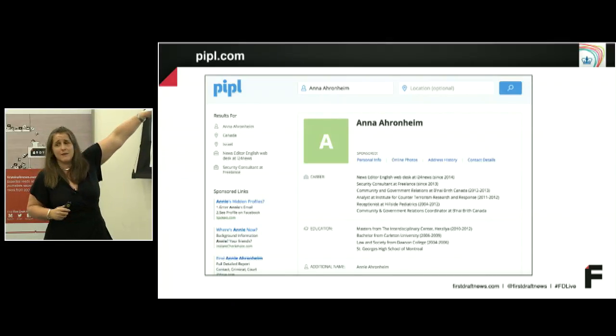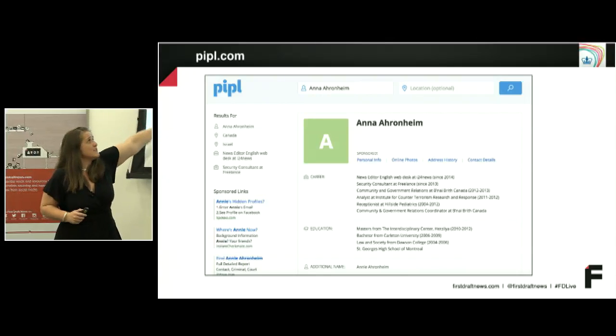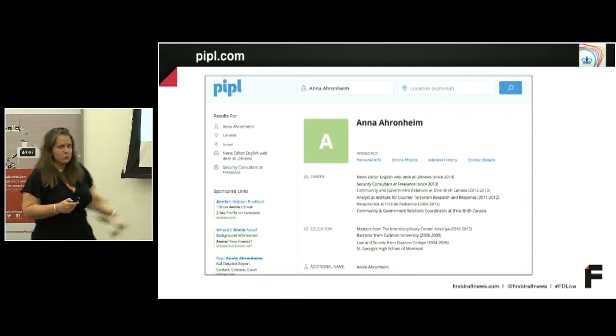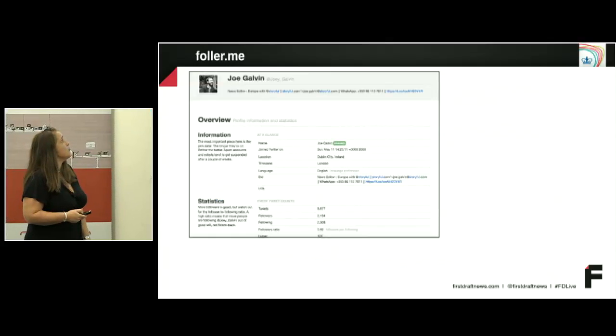This is Anna Orenheim, who keeps coming back in this presentation. It would have taken one search of her name to work out that she wasn't in Brussels. So there really was no excuse for not working that out more quickly.